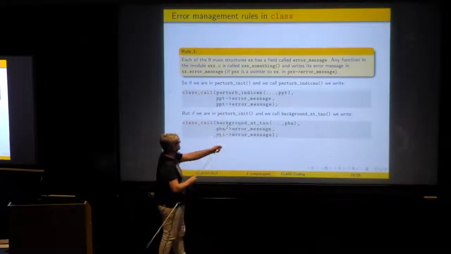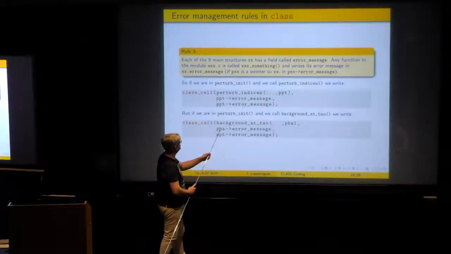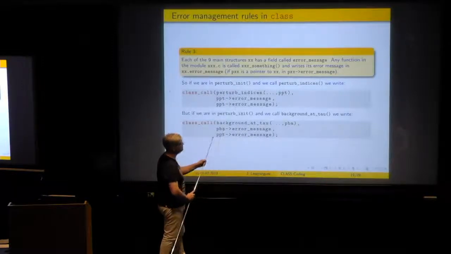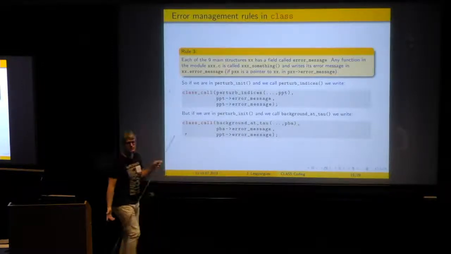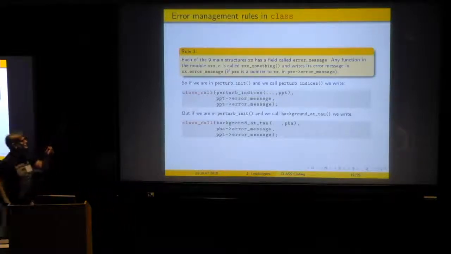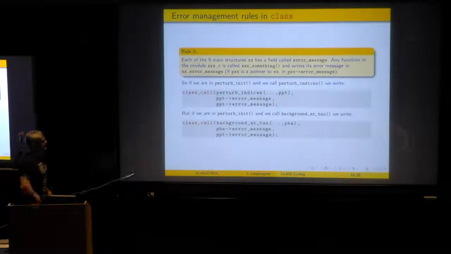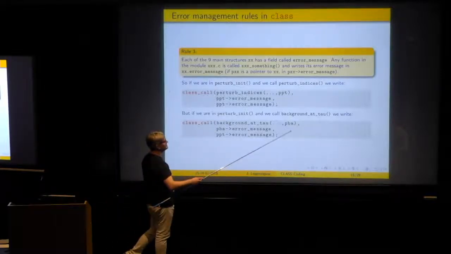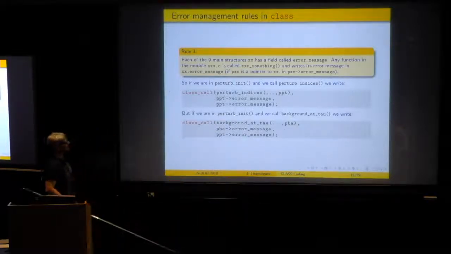We just say, this is a function of the background module, I put PBA. I am in the perturbation module, I put PPT, and it will work. And so I repeat again what will really happen. This function will be called. If it returns a success, we go to the next step.